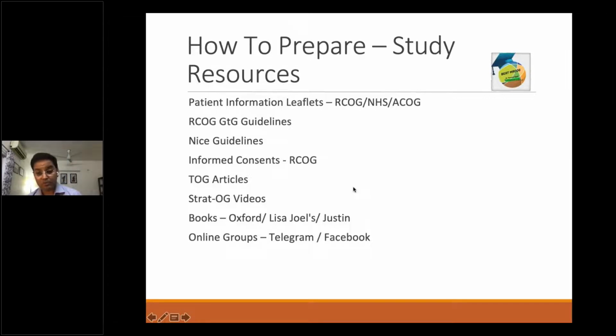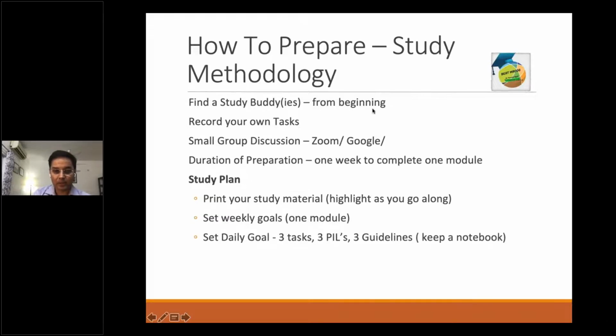Join an online group also, like Telegram or Facebook, because they will have a lot of people who have sat through the part 3 exam, or who have passed part 3, and their collective experience will be very helpful in your preparation. Now, the study methodology. We have talked about long-term strategy. We have talked about the reading material.